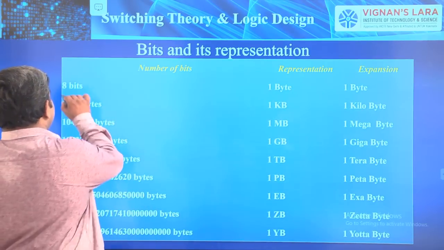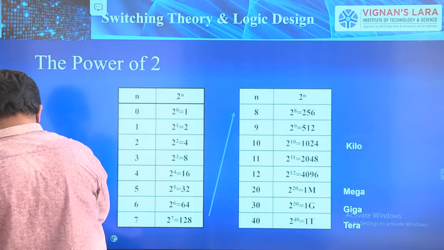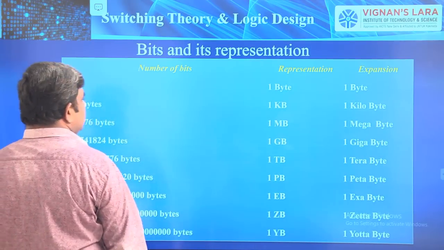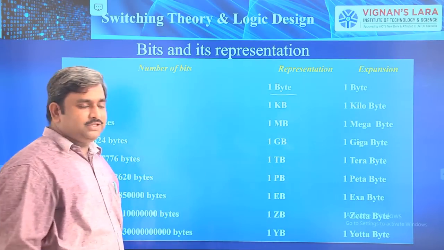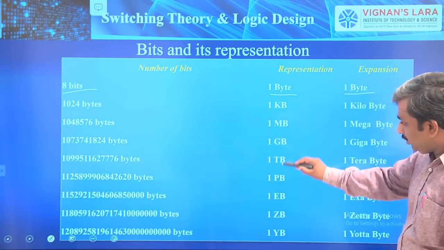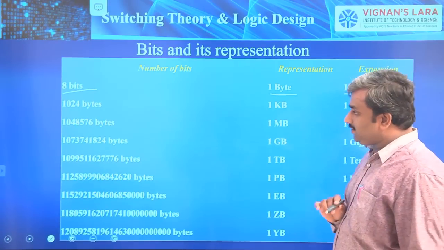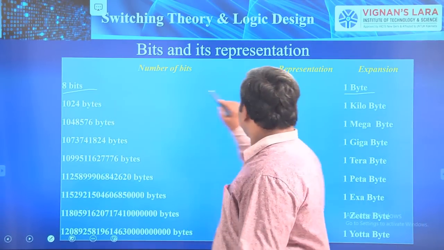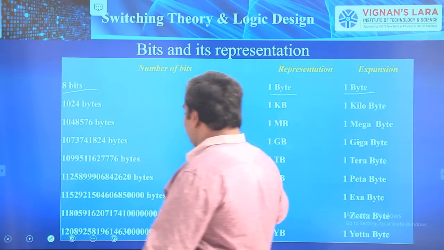See here, 8 bits are called 1 byte. Here I have represented 1 byte. Here I have mentioned the abbreviations, and here I have given the full forms. These are very important. 8 bits are nothing but 1 byte. That is what we generally call 1 byte, the same full name.